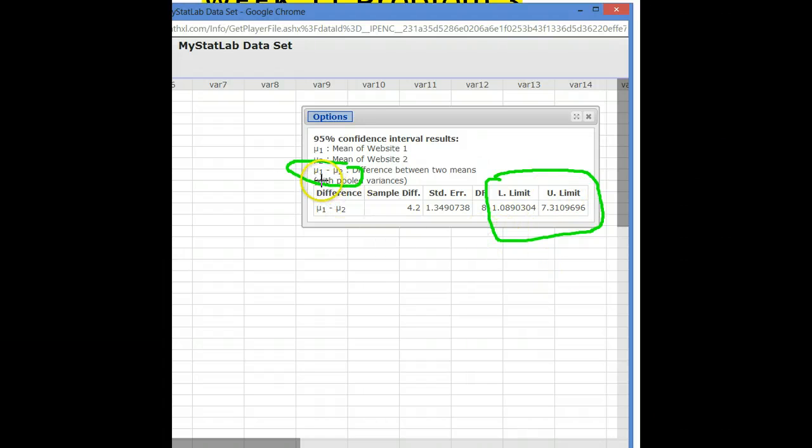And the fact that this range, mu1 minus mu2, does not include 0 suggests that the confidence limits, being 1.09 to 7.3, excluding 0, mean there is a significant difference between the two sets of data.